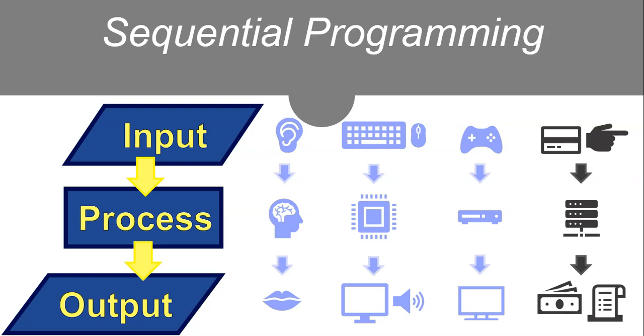So all of these things are examples of input, process, output. So you can see them in everyday life in all computer systems. So we need to know how we can apply this to our programs.